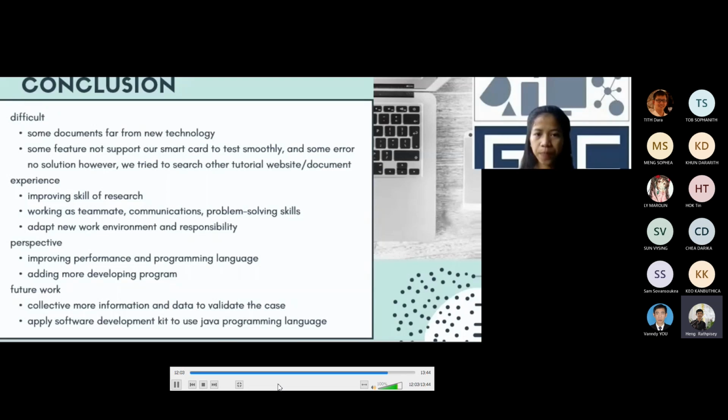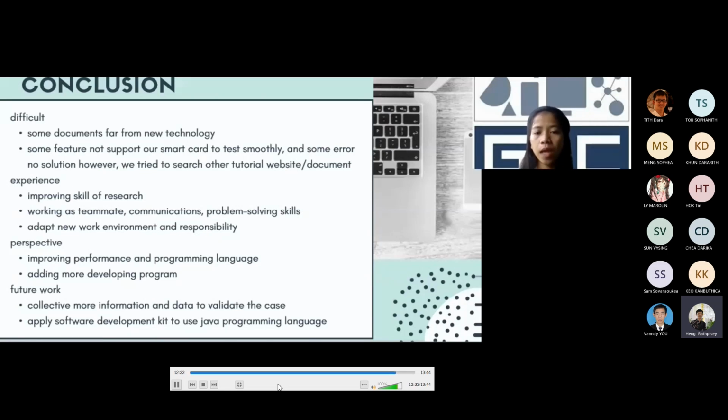Another thing is about some features. After we search for documents or try to test them on our testing card, we got some errors during the implementation. Sometimes we try to find a solution from old tutorials or documents, but most of the features are not available for our testing.